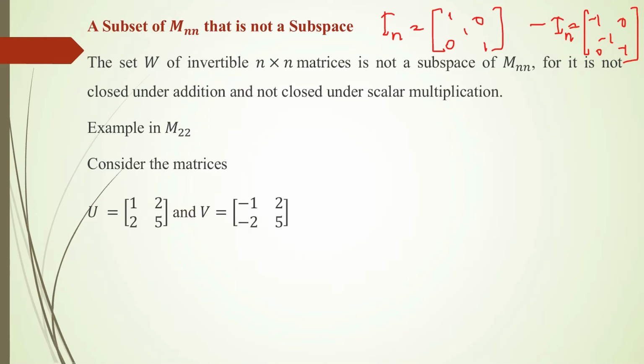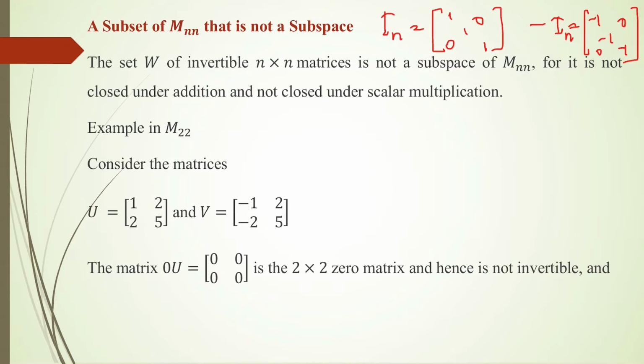But if we add them, U plus V will be [0, 0; 4, 10]. So the first column is entirely 0. Therefore, this matrix is not an invertible one. So it is not closed under addition.